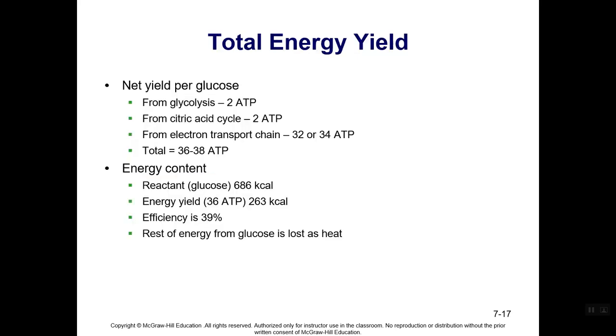So in total, from glycolysis, we got 2 ATPs. From the citric acid cycle, we got 2. And there's 32 to 34-ish that stem from the electron transport chain. Therefore, we have a total of 36 to 38 ATPs that are going to be generated from a single glucose molecule. You need to know that.